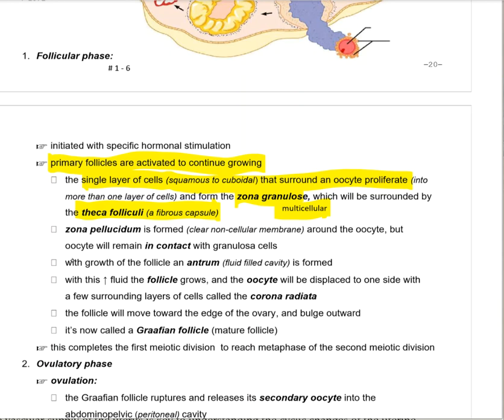As we said before, as it grows, we'll get an antrum, usually on one side, and as that fluid increases, the oocyte gets displaced to one side, and it has some new cells that go around it, which now are called the corona radiata, or it's like a little radiating crown around the oocyte. The follicle kind of starts to bulge out at the edge of the ovary, and this is where it's a Graafian or vesicular follicle.